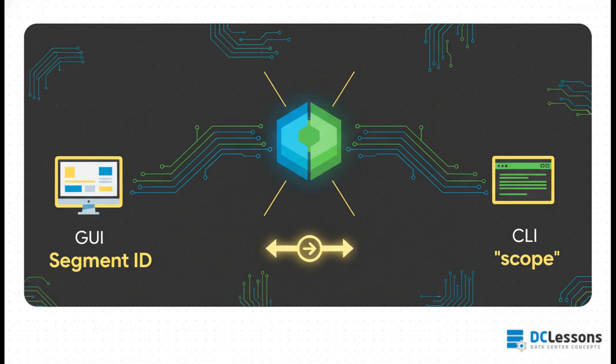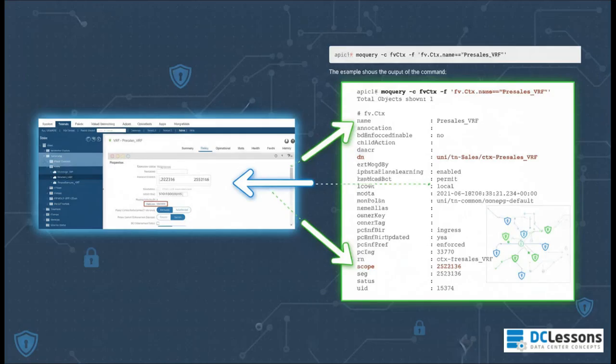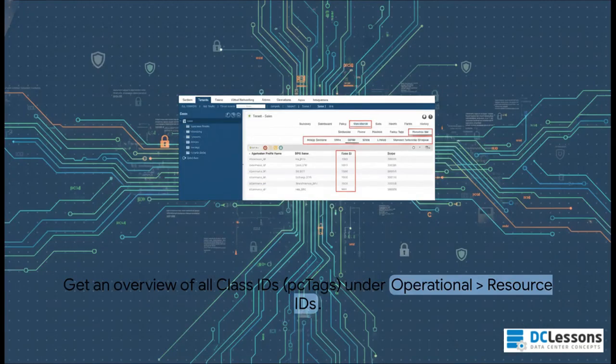Let's look at them side by side. And here we go. On the left in the GUI for our pre-sales VRF, we can see the segment ID is 2523136, and on the right in the MOQuery output for that same VRF, the scope attribute is, you guessed it, 2523136. It's the exact same number, just with a different label depending on where you're looking. And this is the number that gets programmed into the scope column in those zoning rules we saw on the leaf.